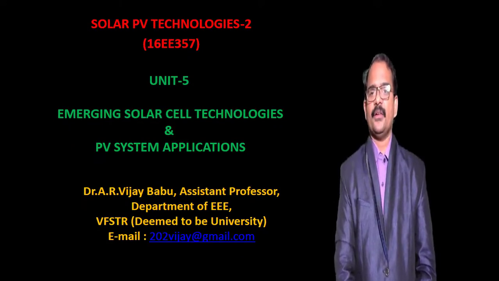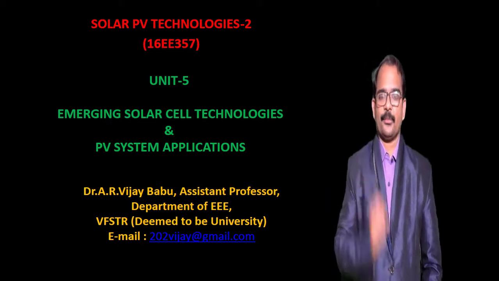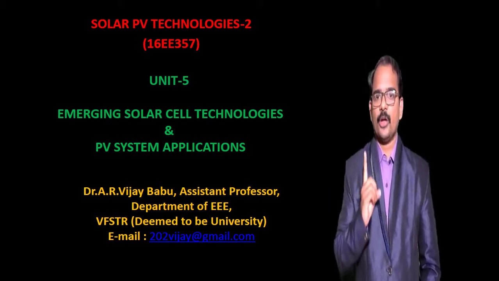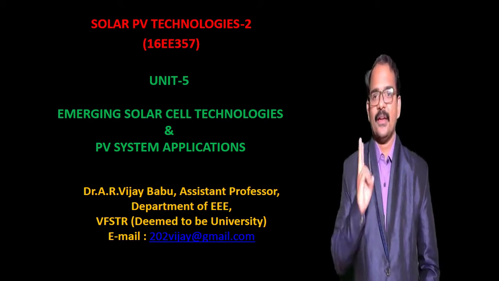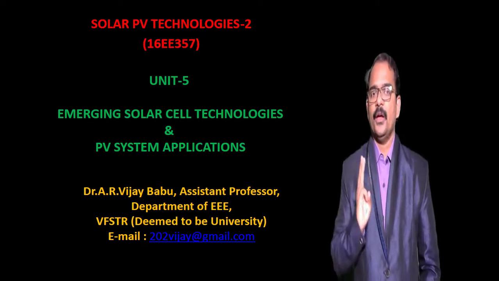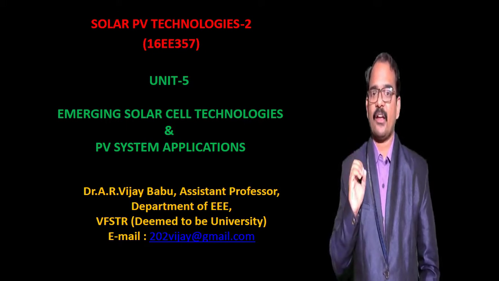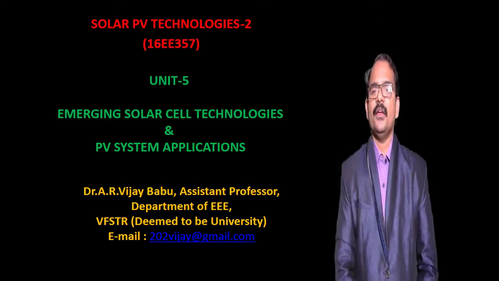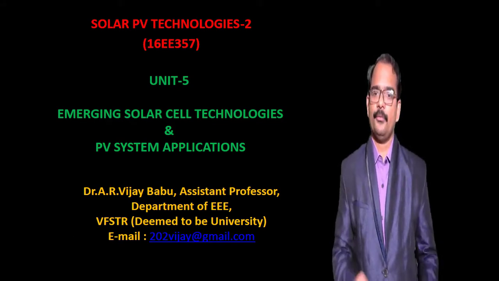Now we have come to the end of this unit. In this unit we have gone through different applications of solar PV systems. The first application is building integrated photovoltaic technologies. The second is the solar powered LED street lighting system. Third is solar water pumps. Fourth is solar car. Then solar aircraft, and at last we have seen solar powered space satellites. So with this we conclude unit number 5.